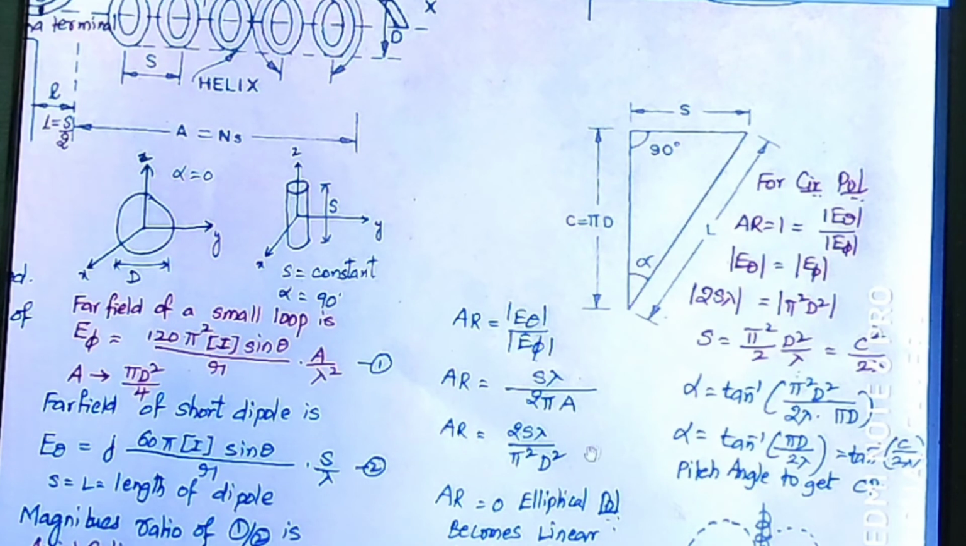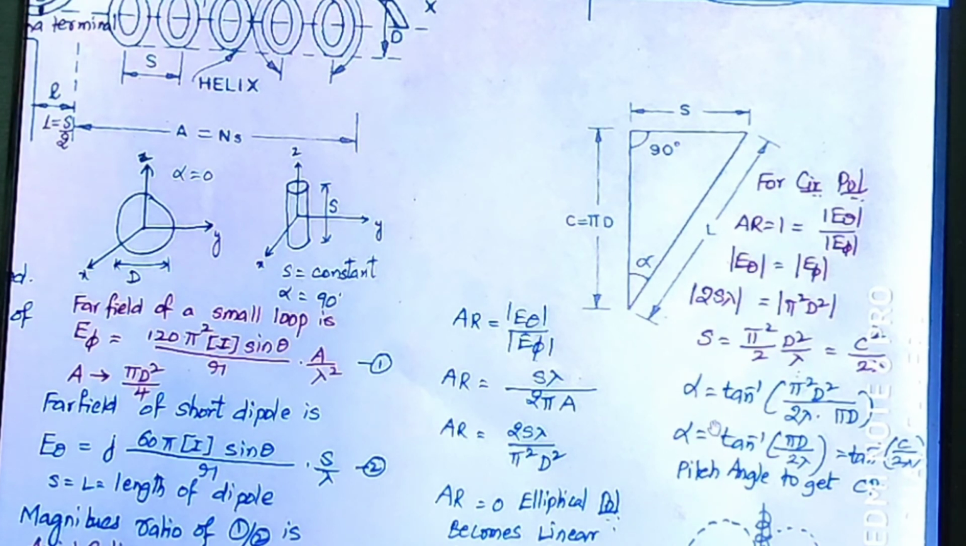According to this, we equate these equations. 2S lambda is equal to pi square d square. From this, we calculate the S value. S is the spacing between one turn and another turn. So, S is equal to pi square d square by 2 lambda. Here, pi d is the circumference, C is equal to pi d. Therefore, pi square d square means C square, so S is C square by 2 lambda.